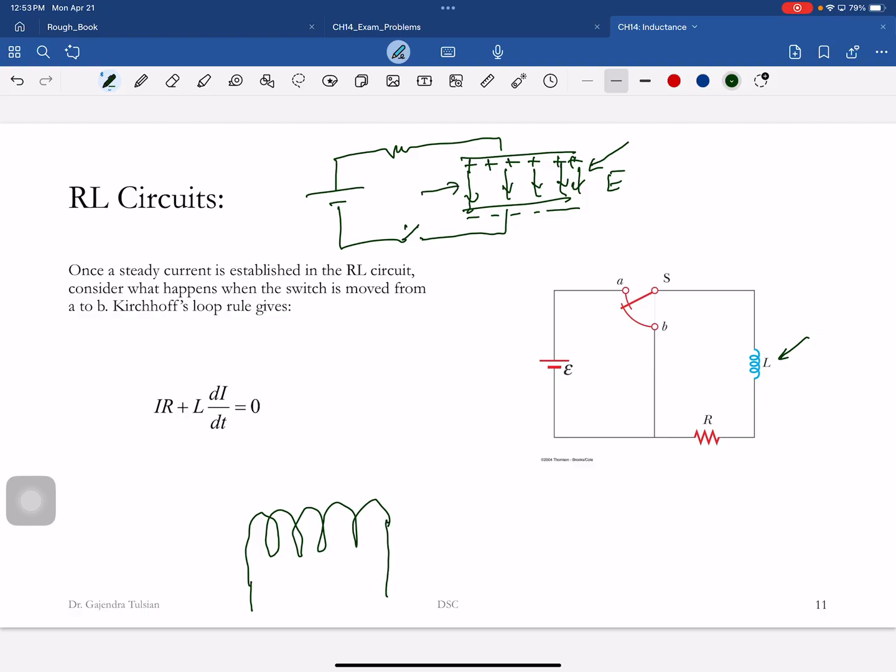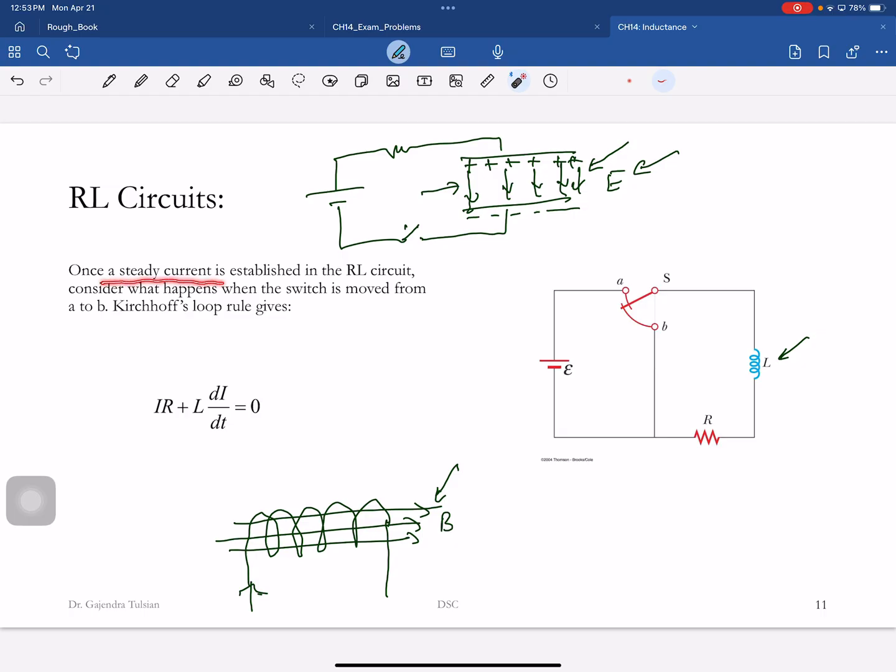Similarly, if you go look at the previous chapter, if you have a current flowing through a solenoid, you have created a magnetic field inside the solenoid. So just like when you create electric fields, you're storing energy in the electric field, when you create magnetic fields, you're storing energy in the magnetic field. So that's what's happening here. When you establish a current through this thing, and a steady current flows through it, there's energy stored in the inductor. And we'll talk about that. So that's what we're going to see in the next few slides.